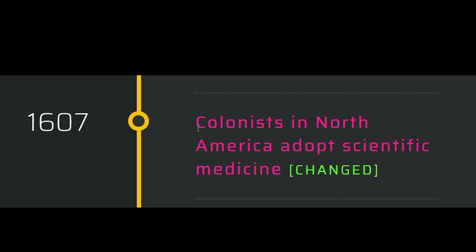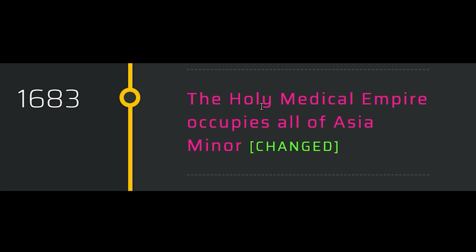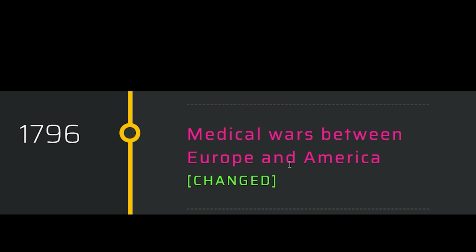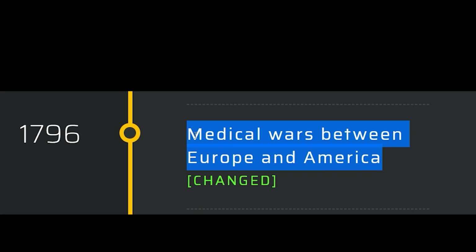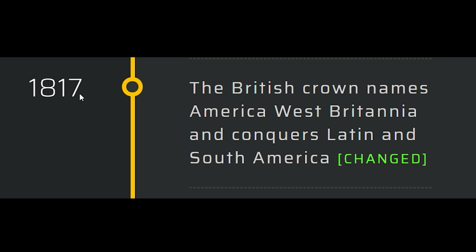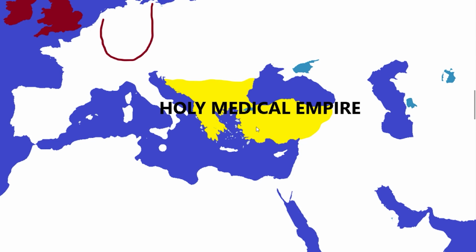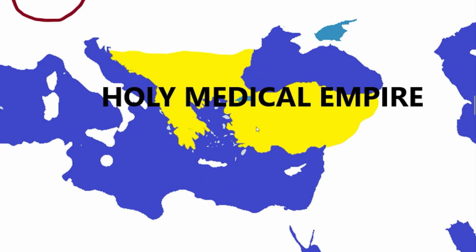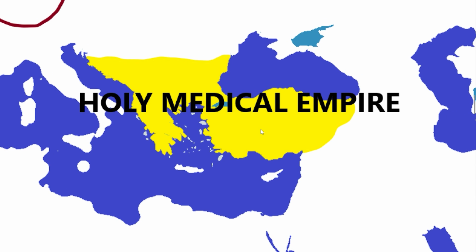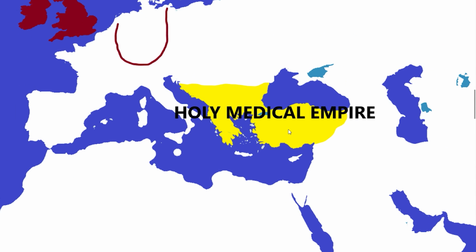Colonists in North America adopt scientific medicine. The medical empire occupies all of Asia Minor. When did that happen? Medical wars between Europe and America. It's 1796. Yes, and then almost 21 years later, that's when the British name it West Britannia. I guess ultimately just the biggest change is that we now have 10 billion population by the year 1971. Obviously twice as much as we have now, and this is 50 years ago. So I guess Byzantium never falls because this holy medical empire conquered Asia Minor. So really the only map change is this.